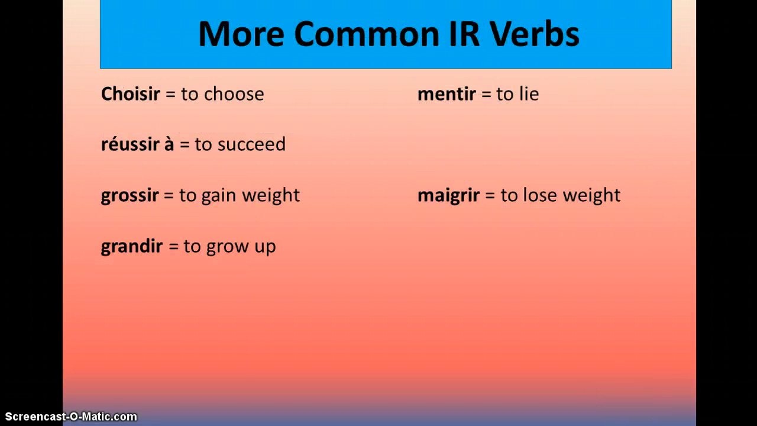Here are some more common IR verbs. Choisir, to choose. Réussir, to succeed. And these ones that end in double S's sound sort of funny, like when you say we succeed, nous réussissons. There's a whole bunch of S sounds, but you know that it is correct that way. Grossir is to gain weight. Grandir is to grow up. Mentir is to lie, as in to tell lies. And maigrir is to lose weight.